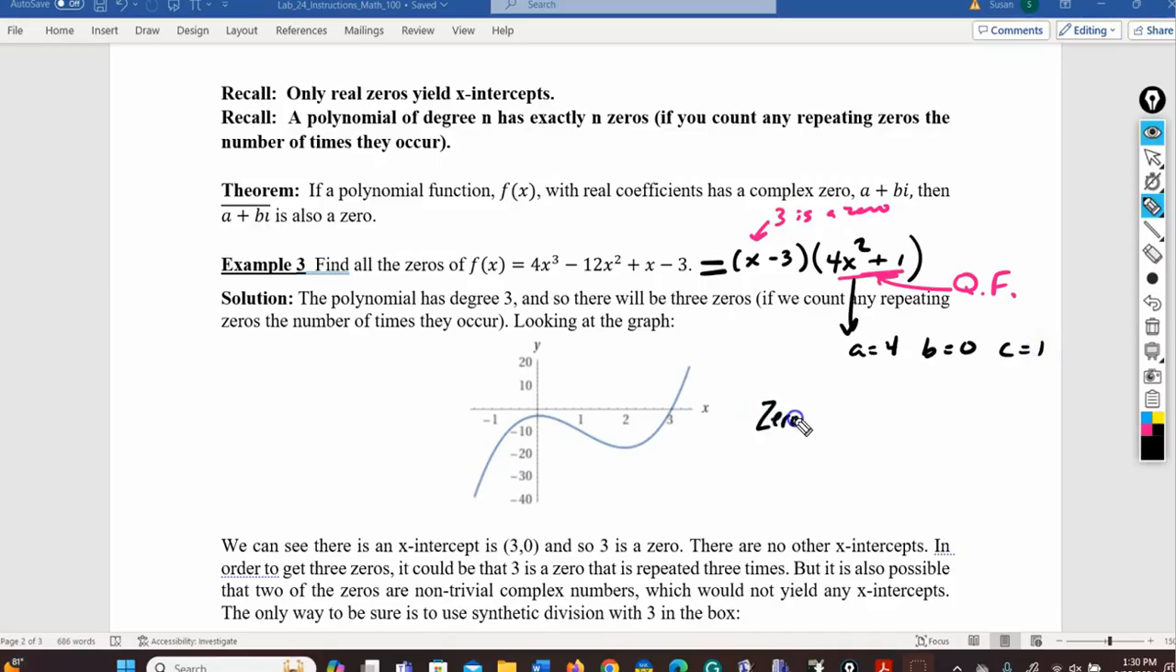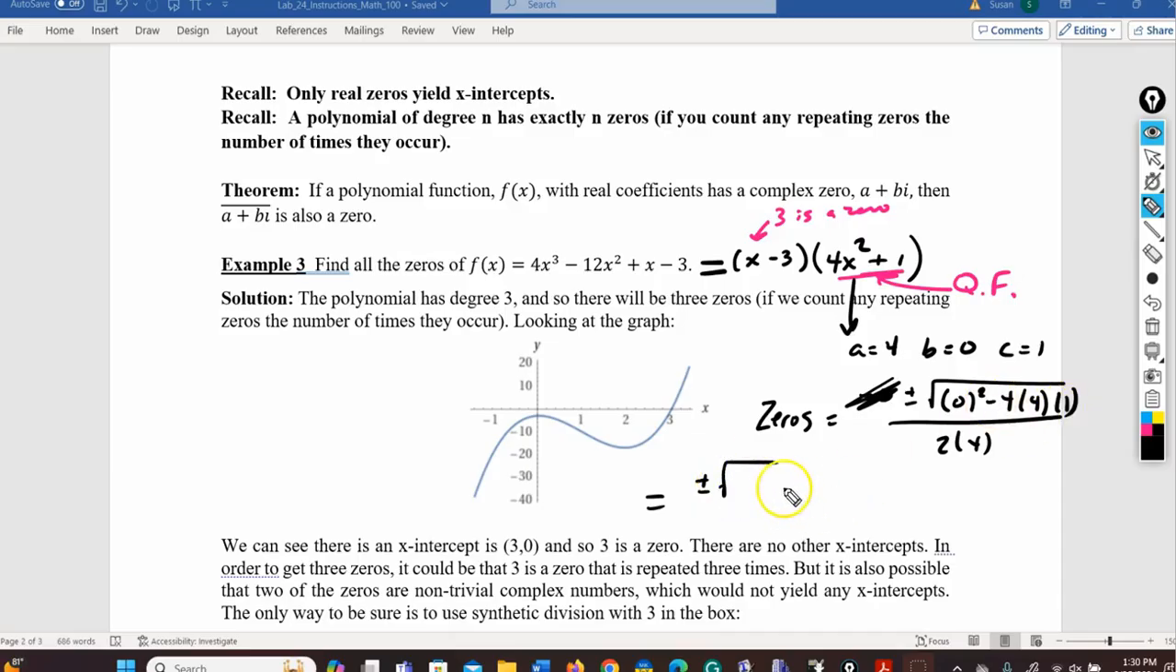So the zeros of that quadratic are going to be negative b plus or minus the square root of b squared minus 4 times a times c, all over 2 times a, which is going to be negative 0. That just goes away. So plus or minus the square root of negative 16 all over 8. Now don't make the mistake of thinking you can divide that 8 into that 16. You cannot, because the 16 is inside the square root.